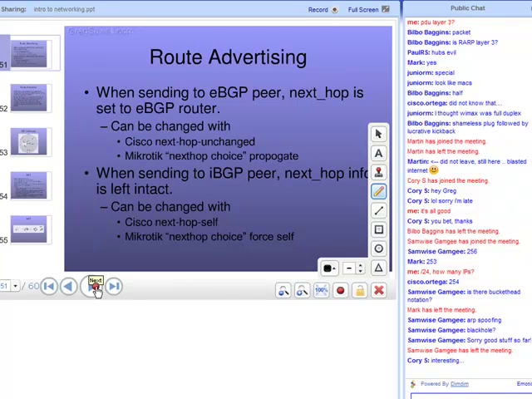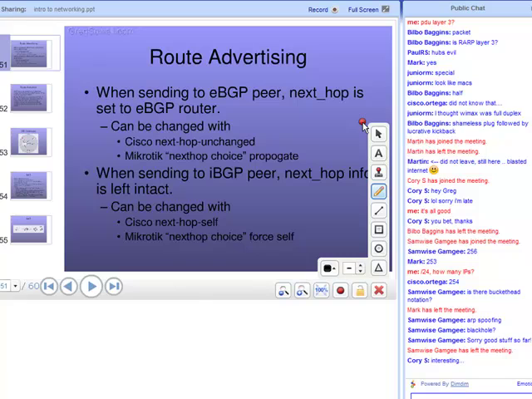Let's see. Route advertising. It's going to do your, let's see. Oops, sorry, I got interrupted there for a second.